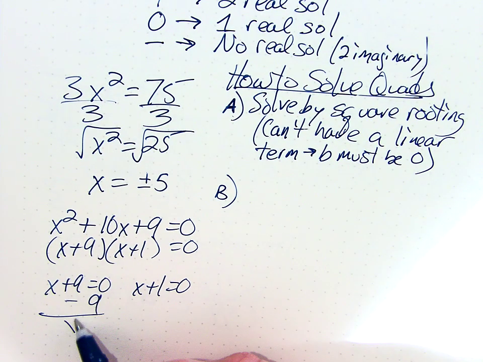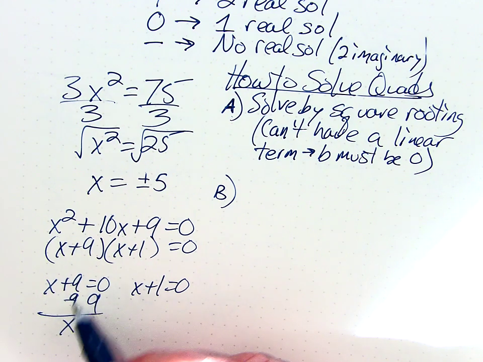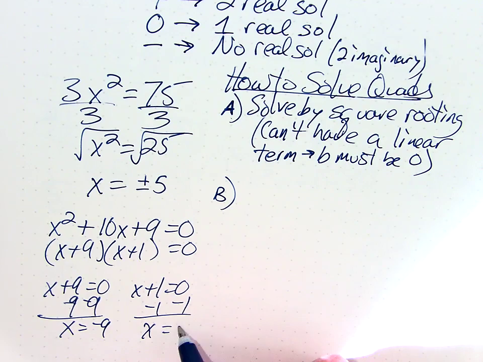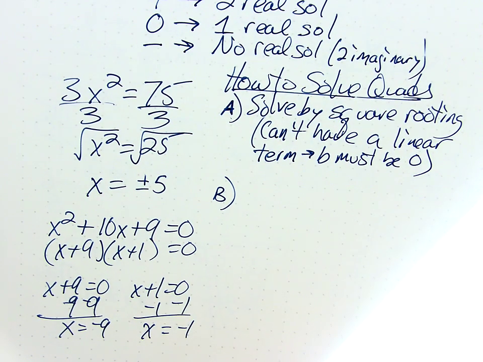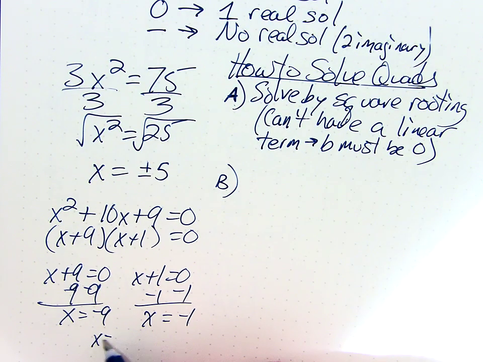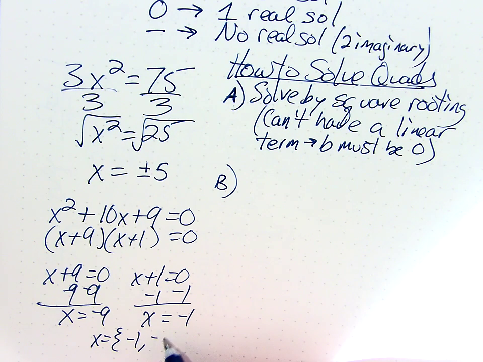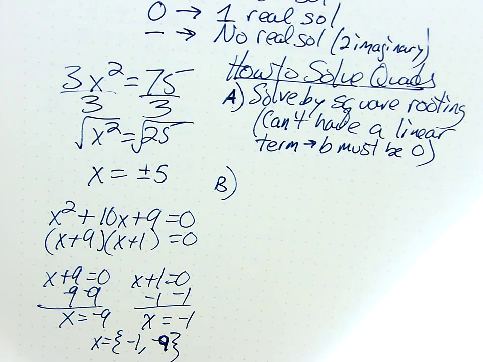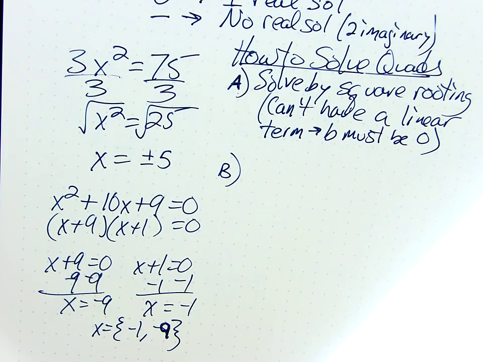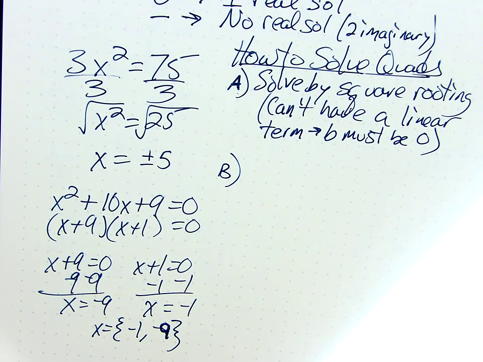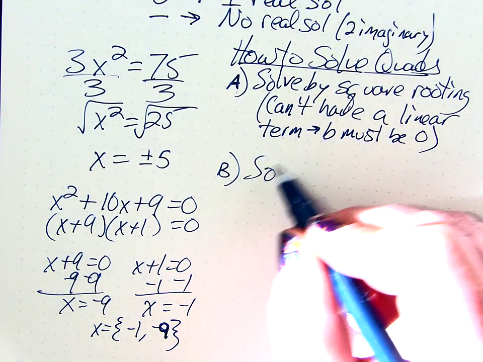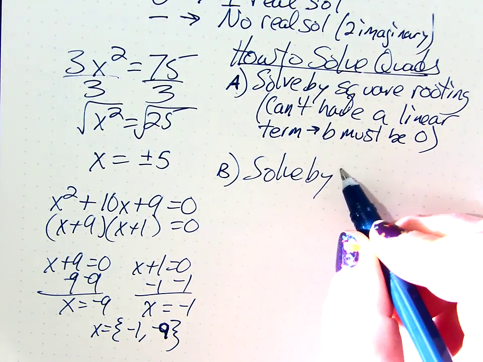So minus one of my answers is negative 9. The other is negative 1. So there are my two answers. This thing is crossing the x-axis at negative 1 and at negative 9. Does that make sense? So your second option is to solve by factoring.